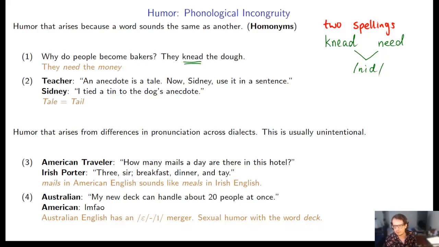So you hear the word need. Sorry, there's another thing here. Dough also means money. This is lexical. We'll talk about that later. But you hear they need the dough, and you're thinking, okay, bakers need things, but then you think, oh, there's this other meaning, which is knead. Oh, look, it has two different possible meanings here. It's funny, haha. So the fact that you have one pronunciation with two different English words, or two different lexical items, that's a phonological incongruity.